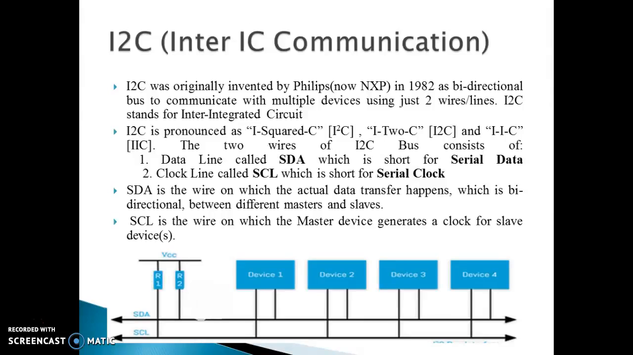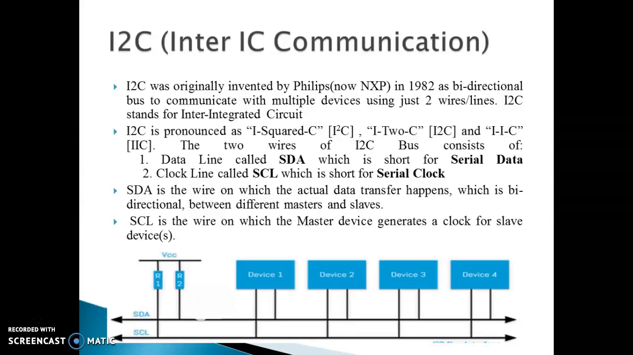Now, which devices can participate in this communication? All the devices which have this SDA and SCL line can participate in this communication. But let us see what I2C is. I2C stands for inter integrated circuit. It is also pronounced as I squared C or I2C or IIC. The two wires that the bus consists of are SDA and SCL. SDA stands for serial data and SCL stands for serial clock.